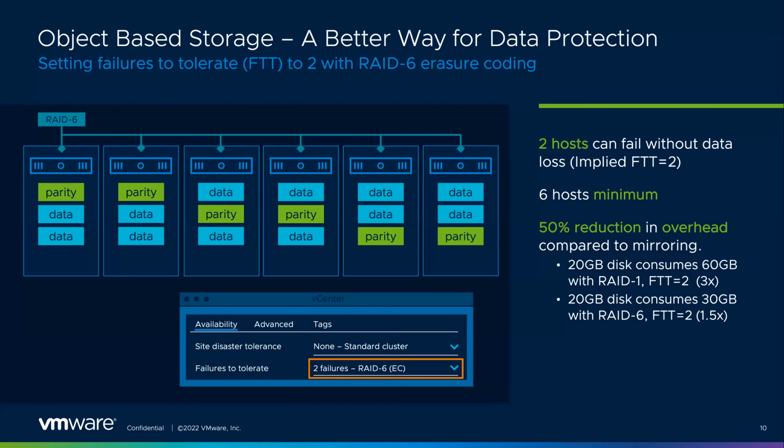So this is a 50% reduction over its correlating mirroring component. If you did FTT2 mirroring, it would be 50% more capacity than if you did FTT2 erasure coding. So again, these really make a huge difference when it comes to storage capacity.